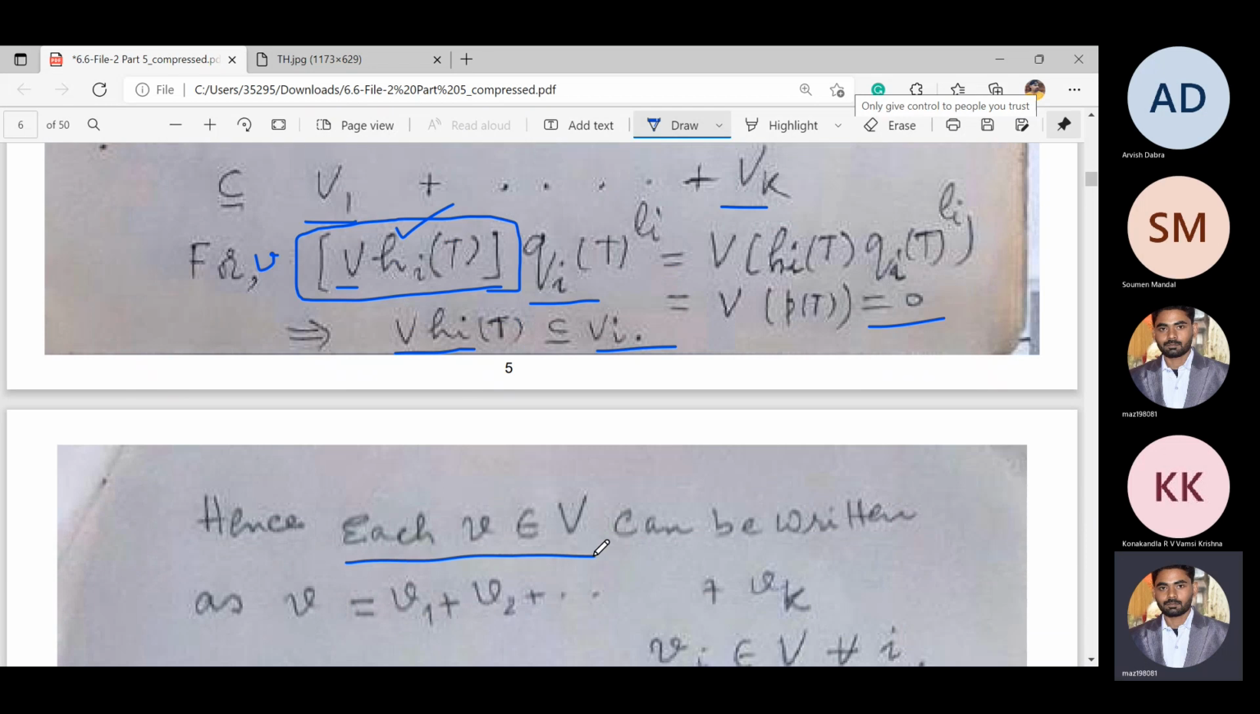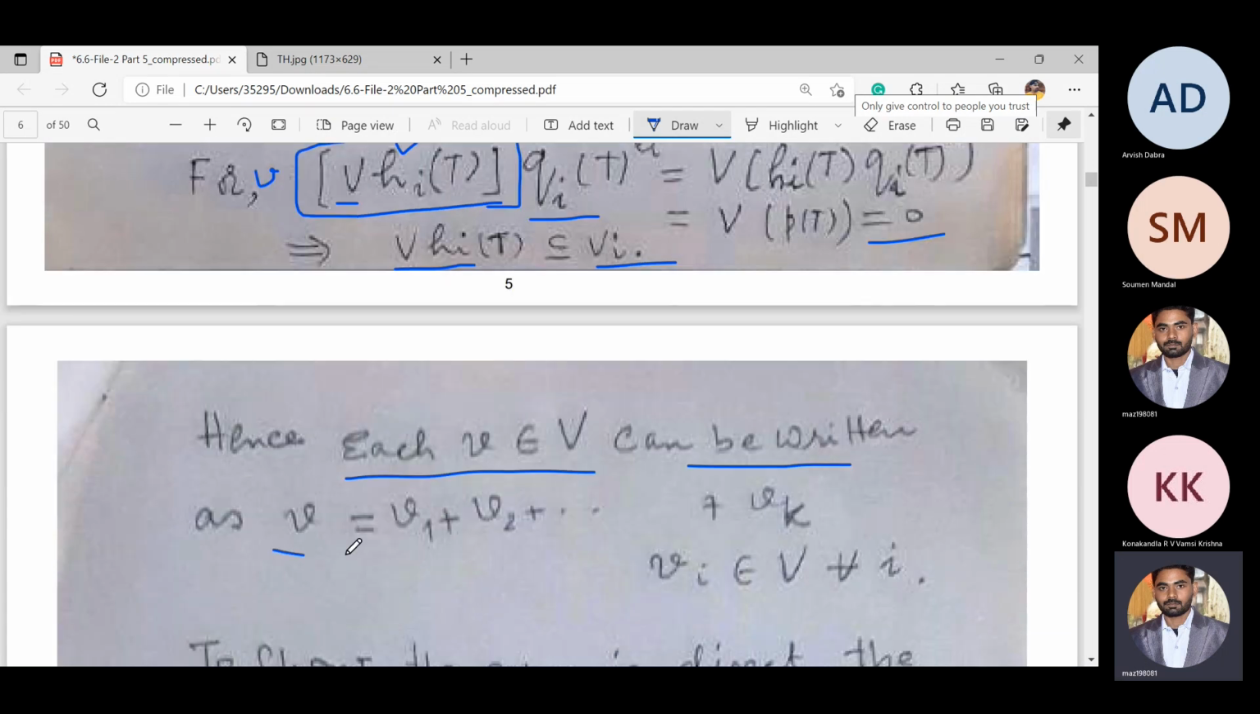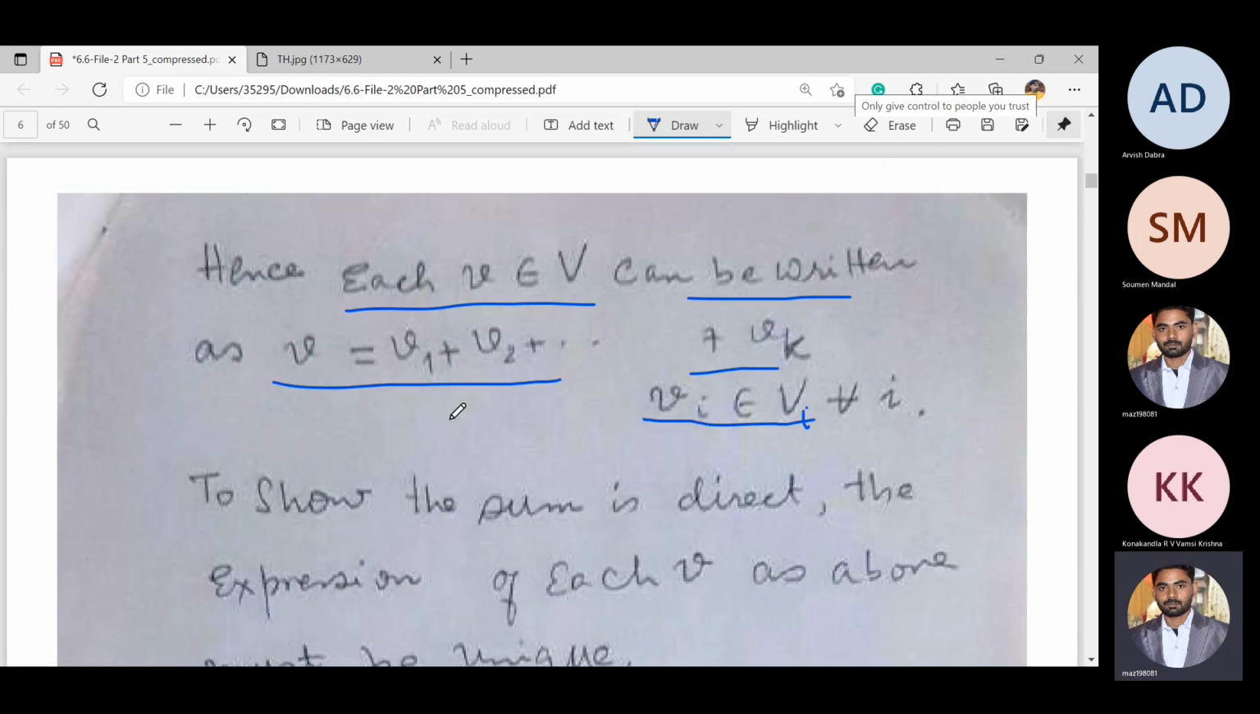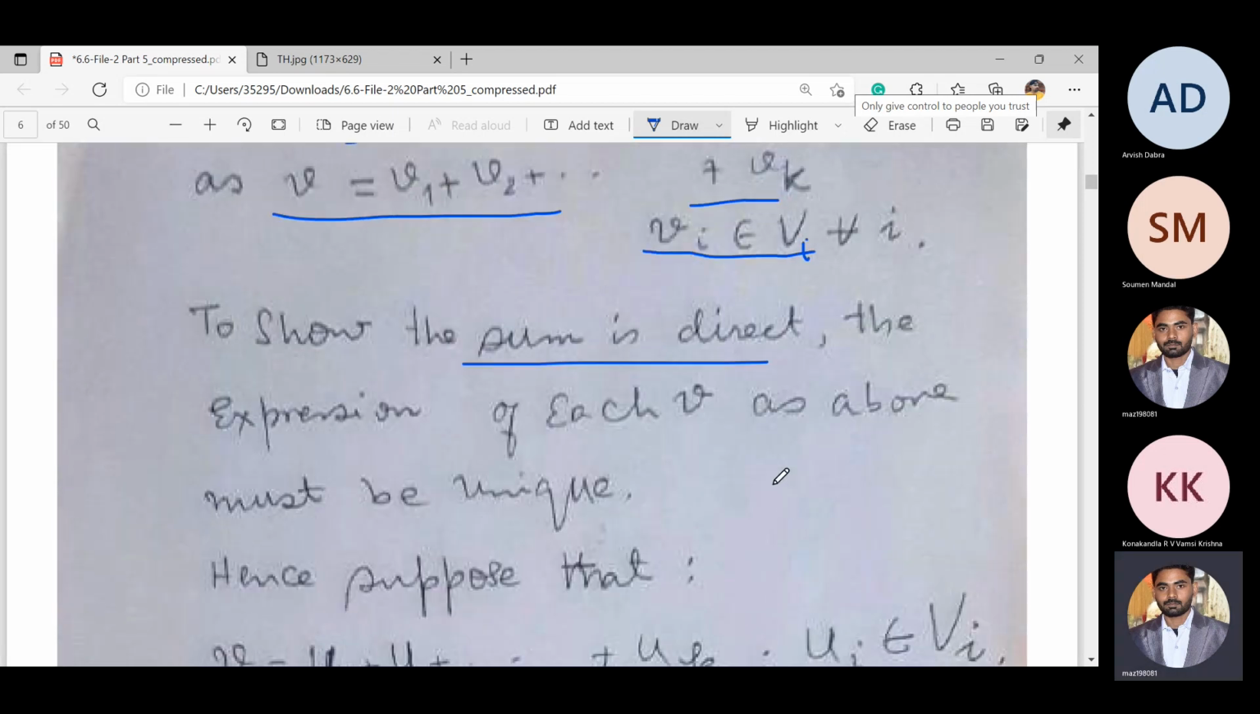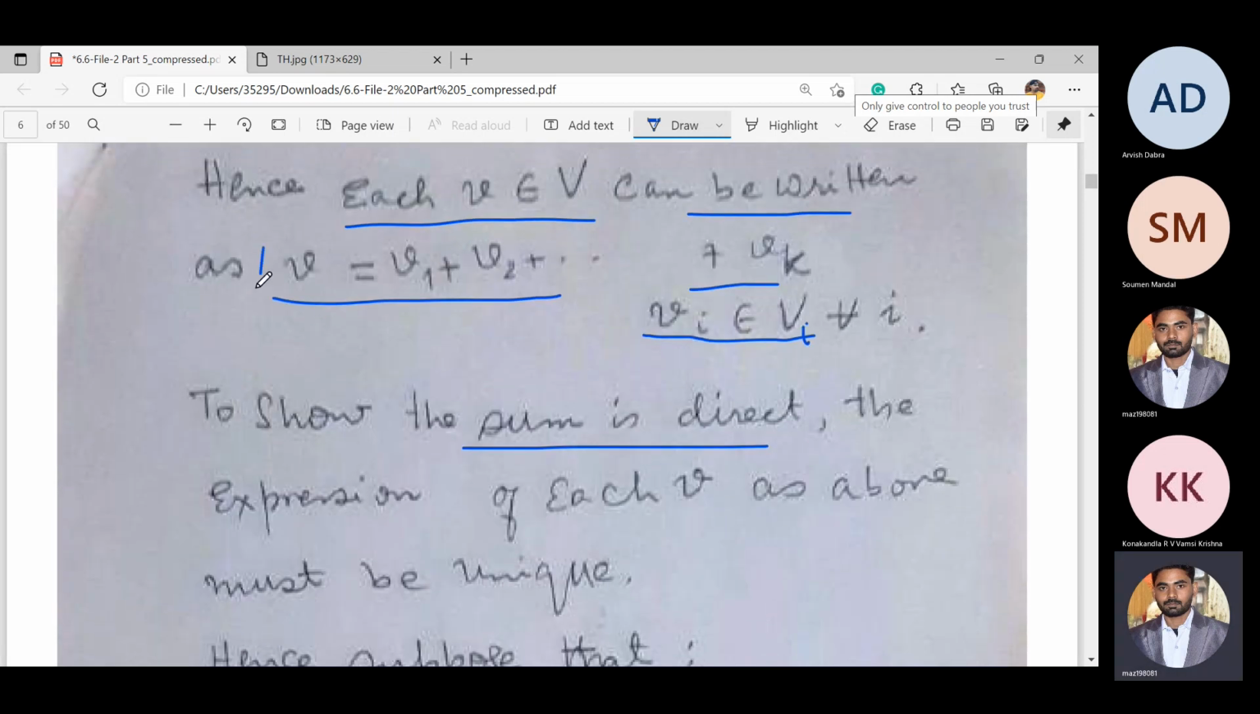Hence each v belonging to V can be written as a sum of these subspaces, where vi belongs to Vi for all i, that is, v1 belongs to V1, v2 belongs to V2, and vk belongs to Vk. To show the direct sum, we show that they are disjoint, meaning the sum that we have written is unique.